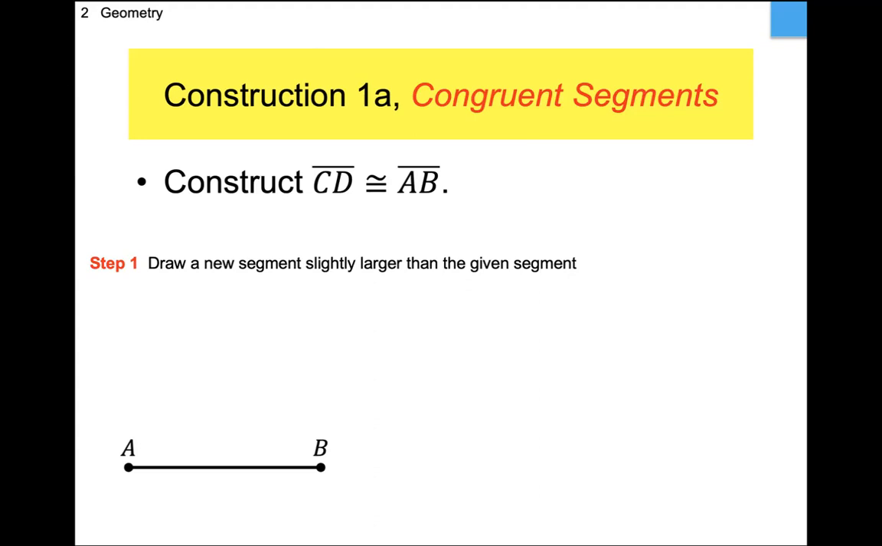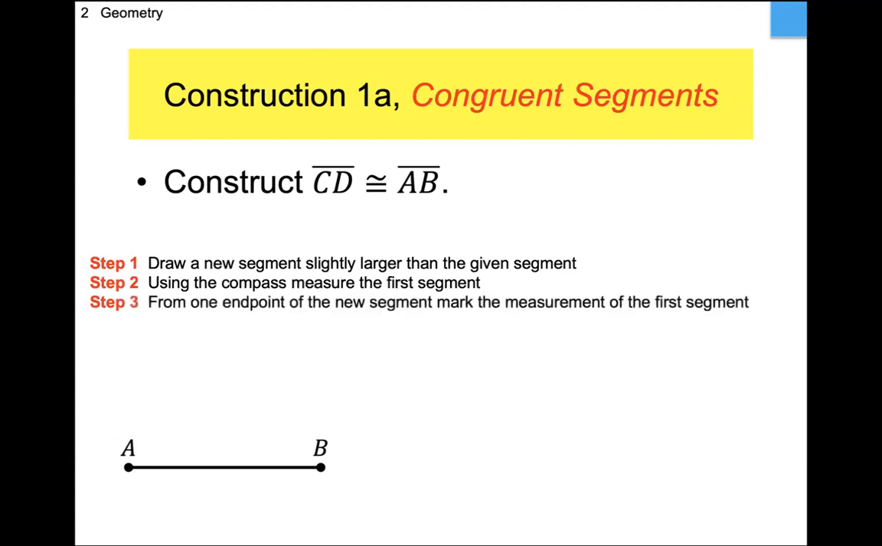Step number 1, you draw a new segment that's slightly larger than the given second segment. Step number 2, you're going to use the compass and measure the first segment. Step number 3, from one of the endpoints of the new segment, you're going to mark that measurement from your compass onto the new segment. And then step number 4, you're going to label. All right, so those are the instructions.